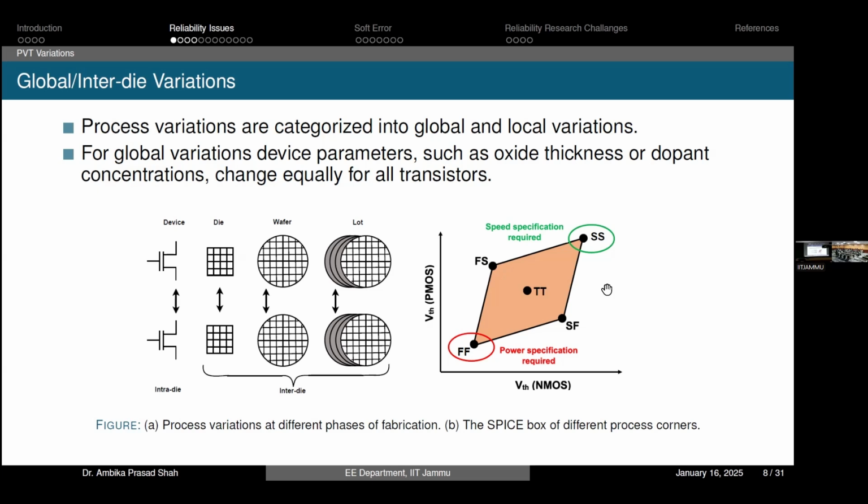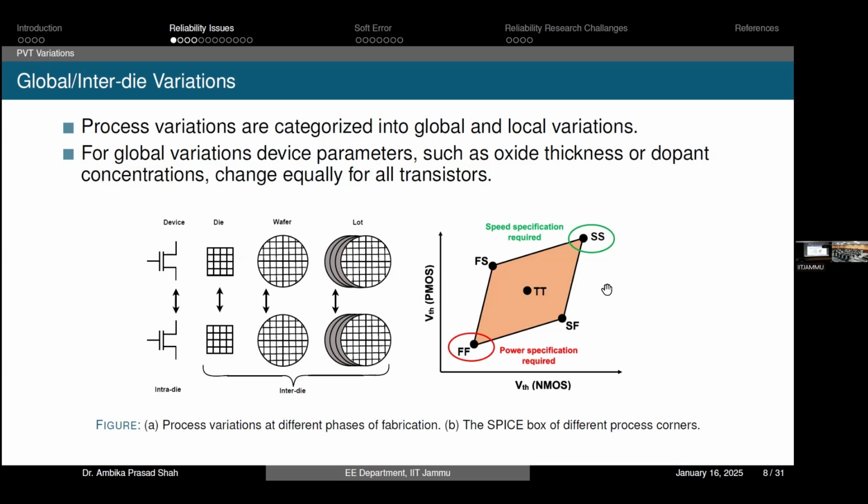Now, if I am considering the fast corner, the threshold voltages of both transistors are low. If the threshold voltages of both transistors are low, they will dissipate higher power. So if I am operating my circuit at the fast process corner and the power I am getting is within my window, it means that even at the fast process corner my power budget is within the window. It means that I have designed a good chip.